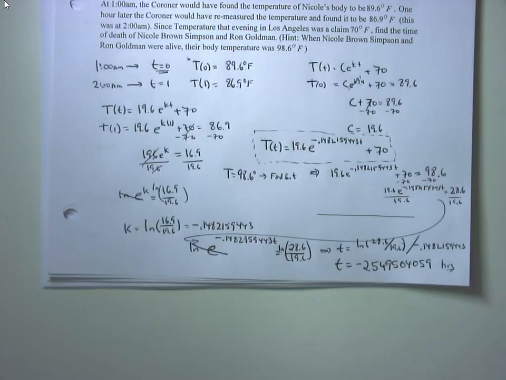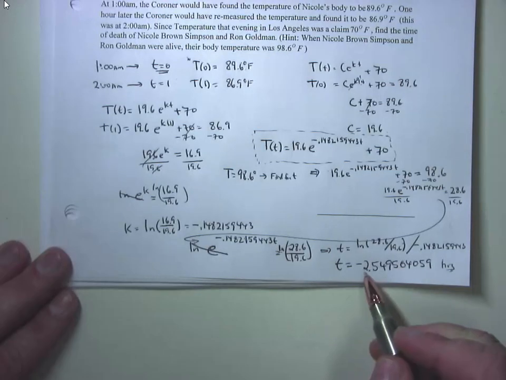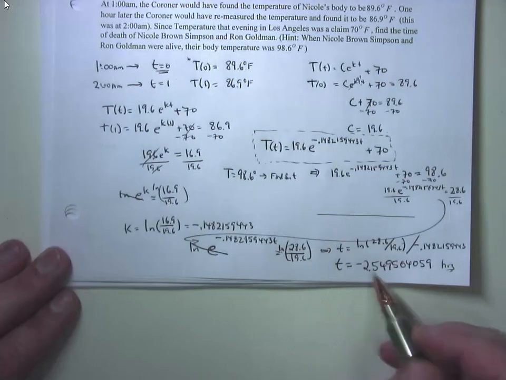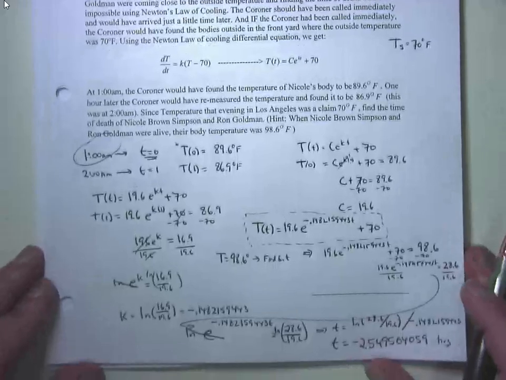Still doesn't answer the question. Now, we've got to tell the police officers, we're playing the coroner here. When was the time of death committed? Approximately what? Well, negative means it's 2.5 hours before. When did we start measuring this thing? 1 a.m. All right, so let's do the math.